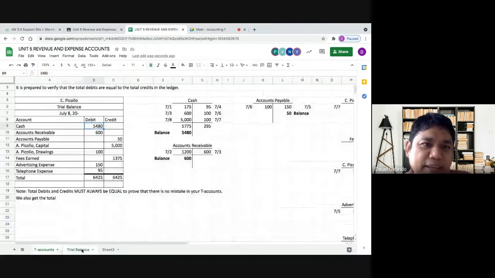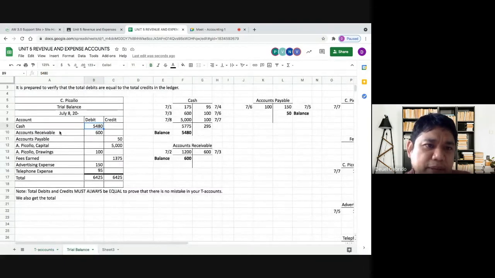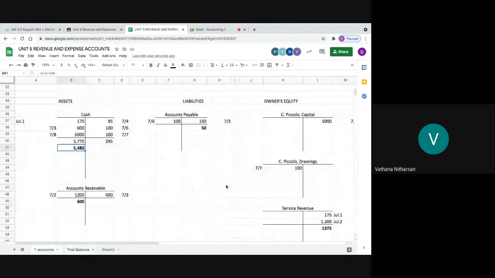Accounts receivable is 600, the same number here. Accounts payable is 50, credit here, right? Capital is 5,000, credit. Drawings is debit 100. Fees earned, why did I put fees earned? What name did we put there? Revenue or fees earned? I think revenue.